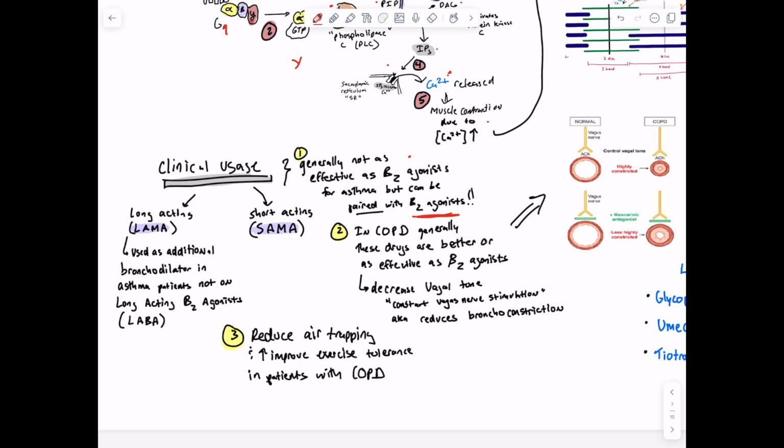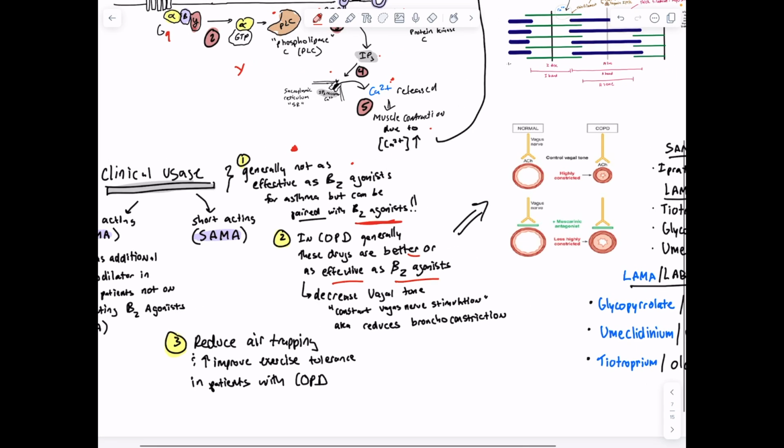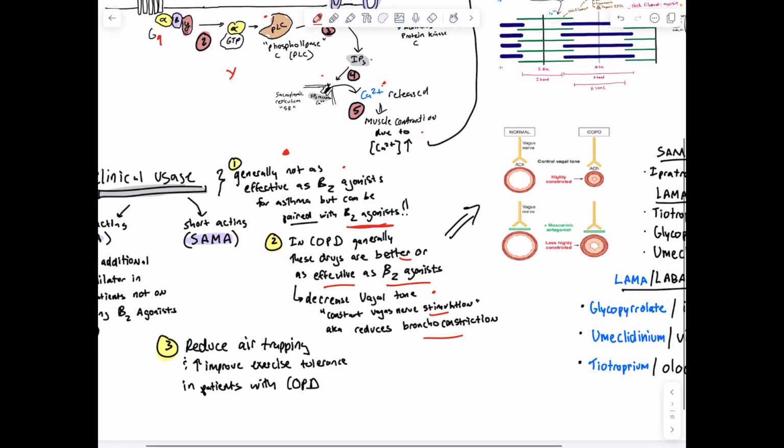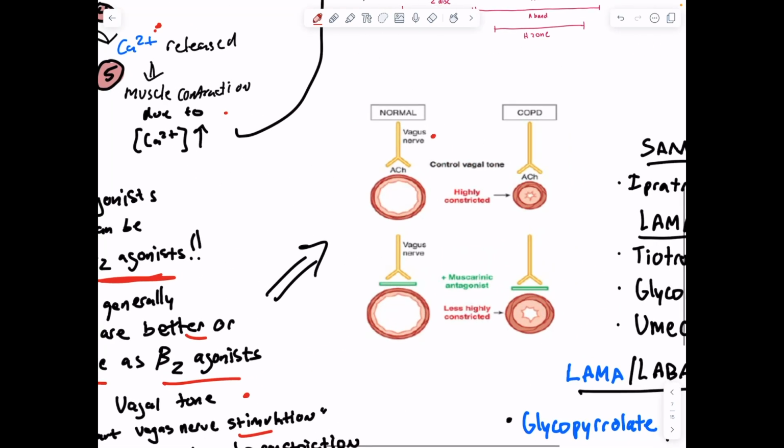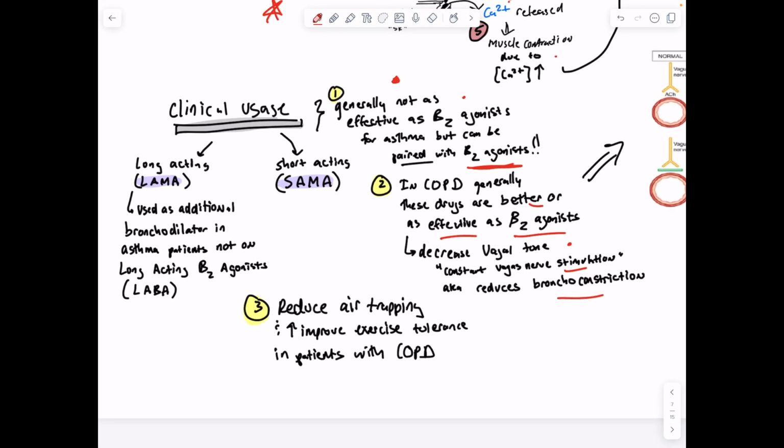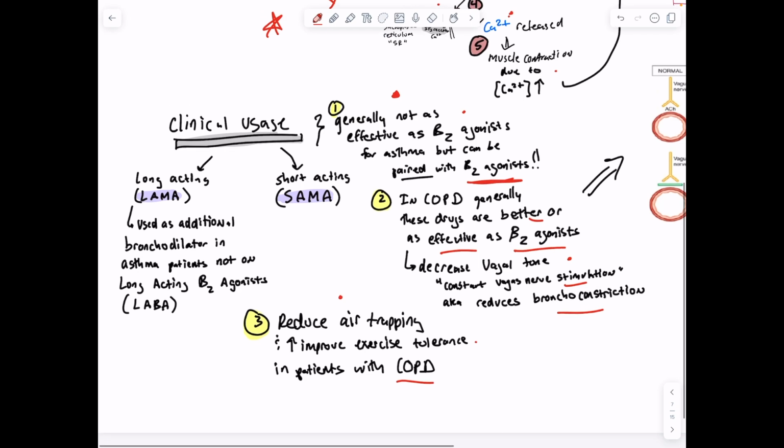In COPD, chronic obstructive pulmonary disease, these drugs can be as effective or even better than beta-2 agonists. In asthma we said generally not as effective as beta-2 agonists, but in COPD they can be better, and they cause a decrease in the vagal tone, the constant vagus nerve stimulation, and as a result reduce bronchoconstriction, which is what we see here with the vagus nerve coming down to our M3 receptors. If you add our antagonists, you're just going to have less constriction, which is exactly what we were saying up here. All right, and then third usage is to reduce air trapping and improve exercise tolerance in patients with COPD. So COPD is kind of the disease of choice for this particular drug.